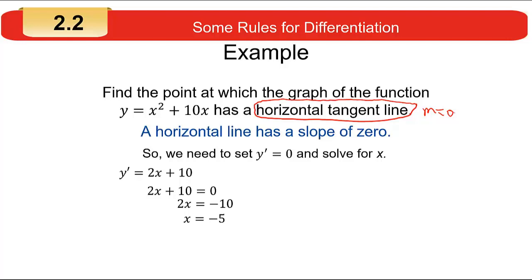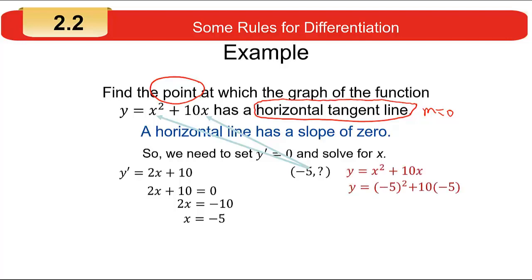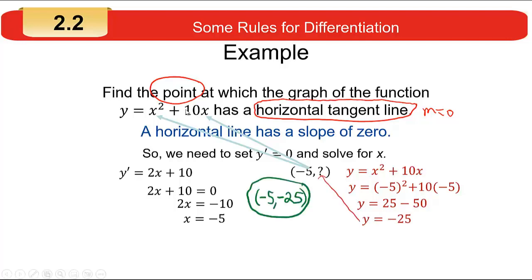Now they asked for the point. Well, the point has an x-coordinate and a y-coordinate, so once you get the x-coordinate, you still have to find the y-coordinate. How do you do that? You plug the minus 5 back into the original function for y and find out what y is. So if you plug minus 5 in there, you're going to get, squaring the minus 5, you get 25. Minus 5 times 10 is minus 50. 25 minus 50 is negative 25. So the point we're looking for is the point minus 5, minus 25.